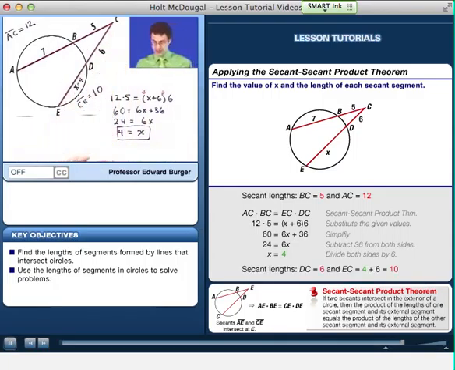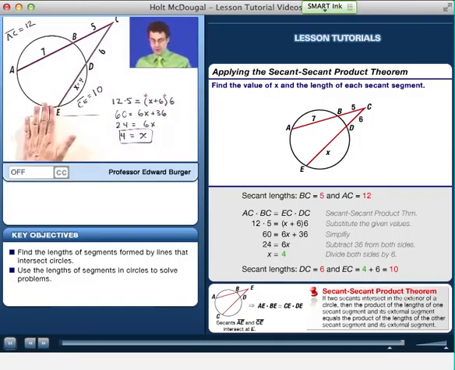6 plus 4. And so you can see that this wonderful secant-secant product theorem allows us to, again, discover new insights into the circle.